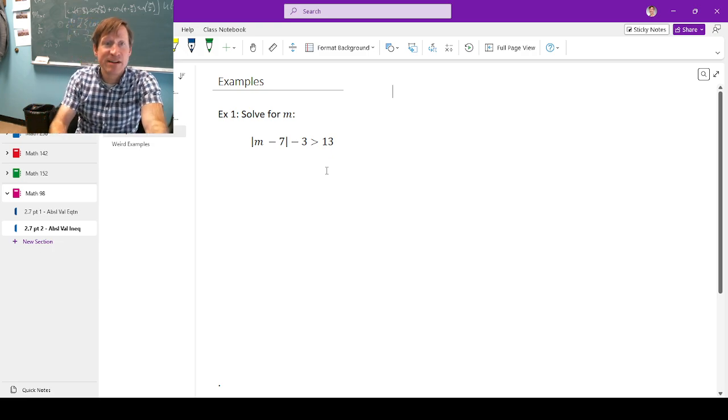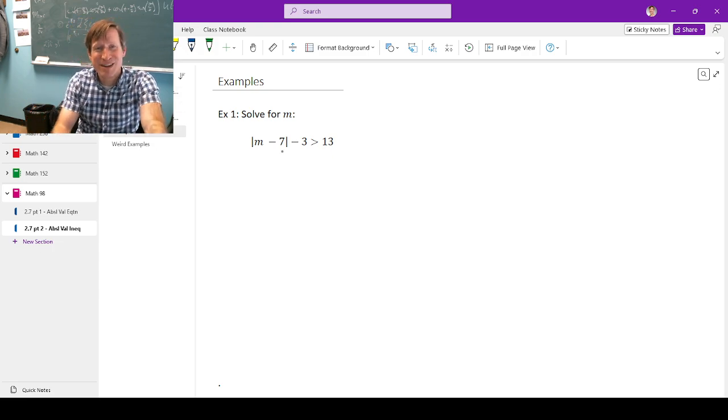Now that we know how to handle absolute value inequalities where the absolute value is on the greater side, let's work through a couple examples. So first example, let's solve for m in the inequality, absolute value of m minus 7 minus 3 is greater than 13. So the first thing we should do is isolate the absolute value, right? So let's add 3 to both sides.